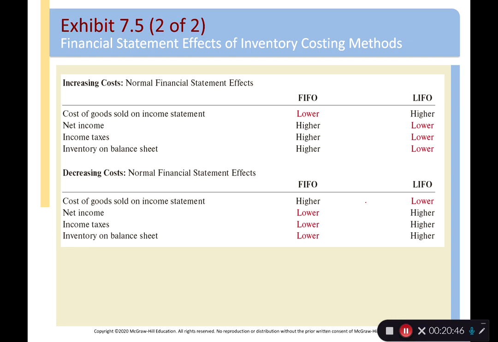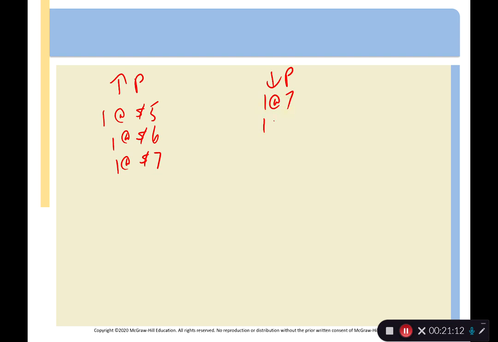Now, I don't ever like to memorize a whole bunch of things like this. It doesn't make a whole lot of sense to me. So instead, I like to give myself a little example, because I'm going to freak out on an exam or quiz, and I'm going to make mistakes. So what I would do is this. In a period of rising prices, I do myself a little example. 1 unit at, say, $5, 1 unit at $6, 1 unit at $7. Declining prices would be 1 unit at $7, 1 unit at $6, and 1 unit at $5.